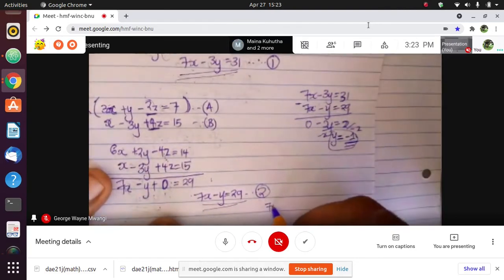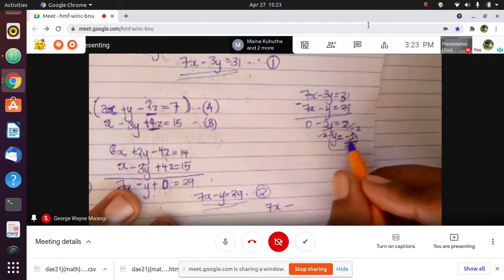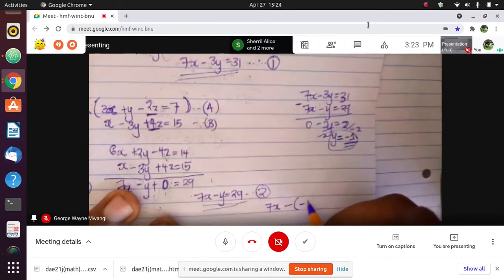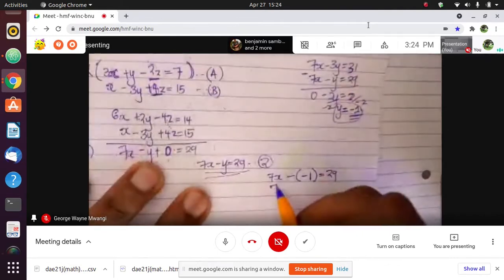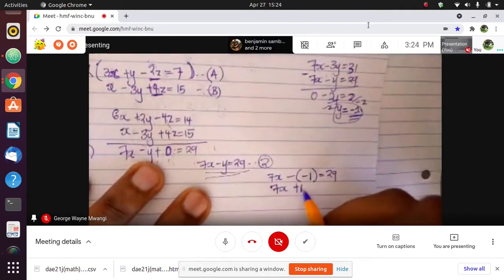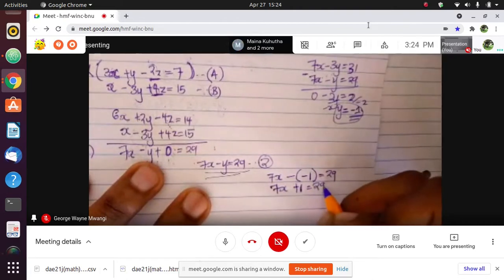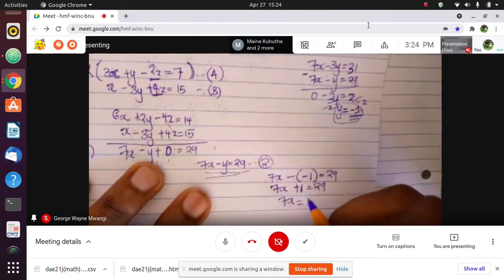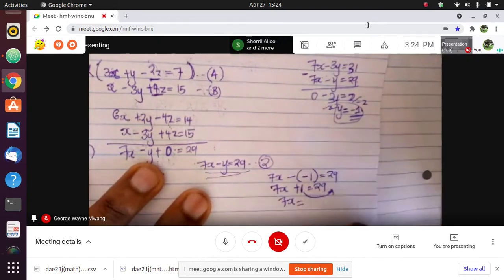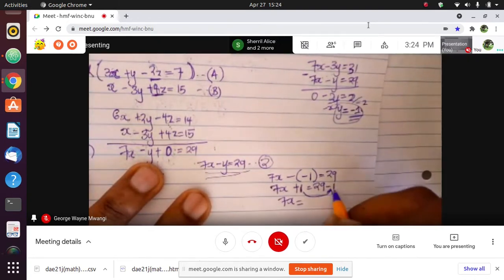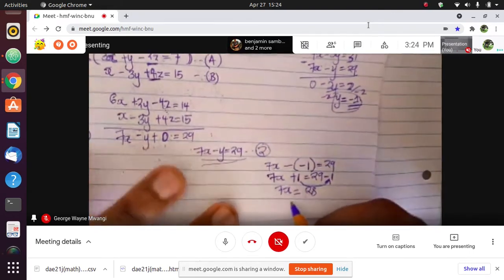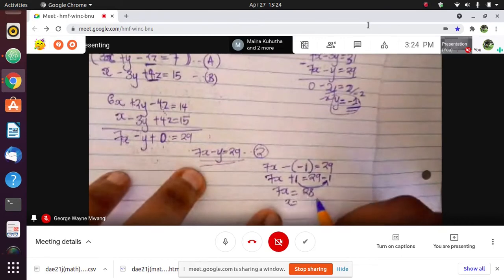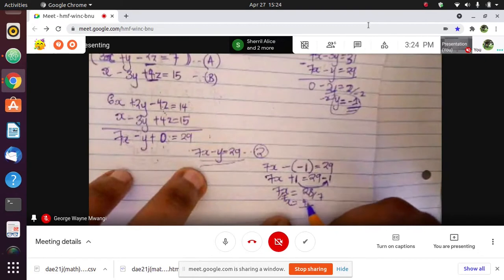So 7x minus, now the value of y is minus 1, so minus 1 is equals to 29. So 7x plus 1 is equals to 29. So 7x is equals to, we will take the value of 1 to the other side and it becomes a negative, so minus 1. So 7x is equals to 28. Therefore, the value of x will be 28 divided by 7. We divide each side by 7 by 7, giving us a value of 4.